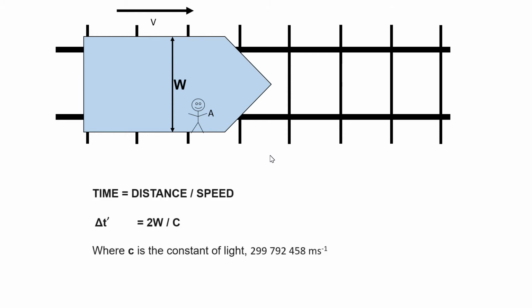So for guy A, the time of the beam that he shot widthwise, we call it delta t prime. Delta being the change, and t prime being the time experienced by this observer A, is basically just twice the width w divided by c. It's a simple middle school concept: time equals distance divided by speed, right? And then we have light, which is a constant, as you can see, 299792458 and so on.